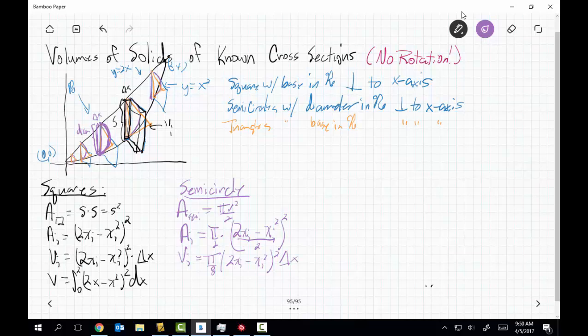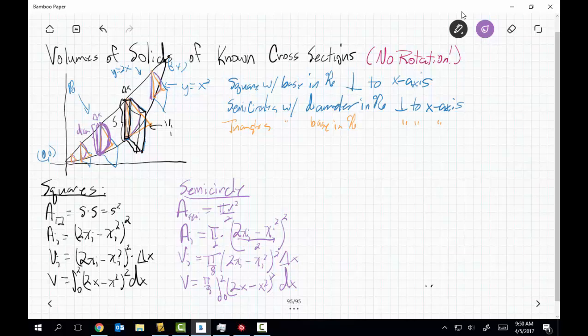Nothing to it. And then last but not least, we write the actual volume. Watch how easy this is. Pi 8ths, integral from 0 to 2 of 2x minus x squared. That whole thing is squared because we squared our r up here. And dx. And I'm done.